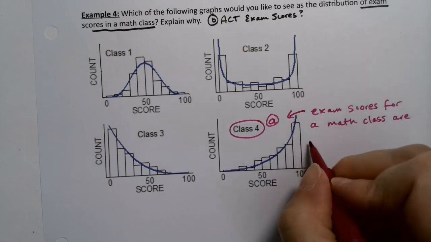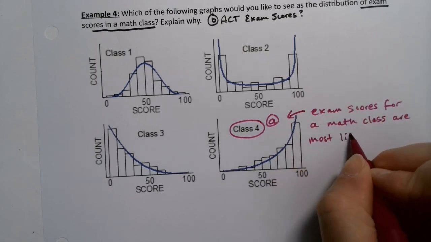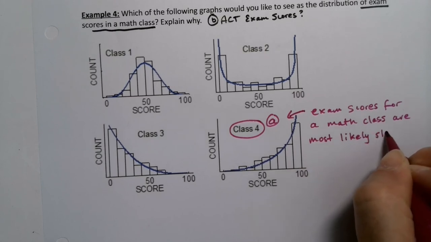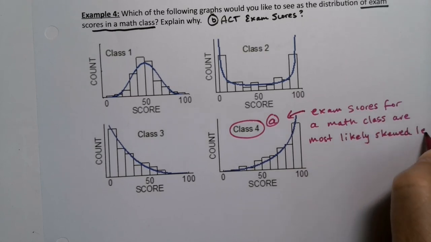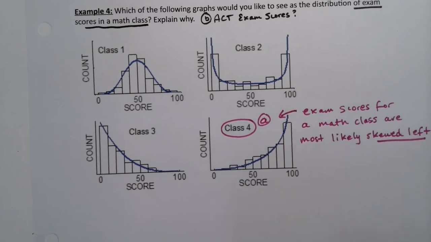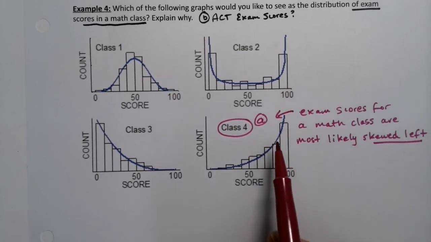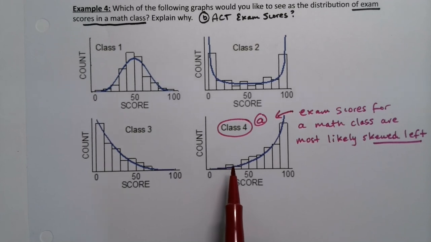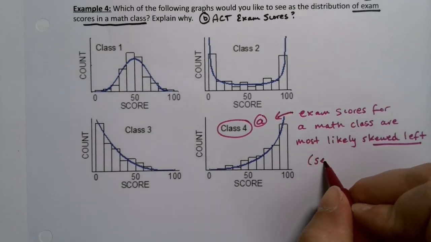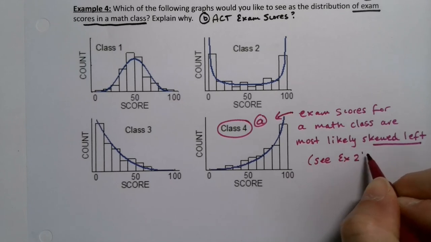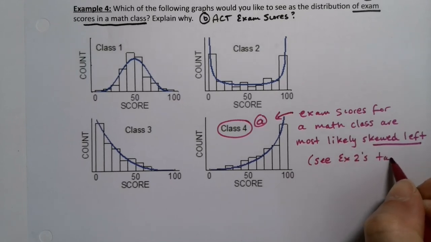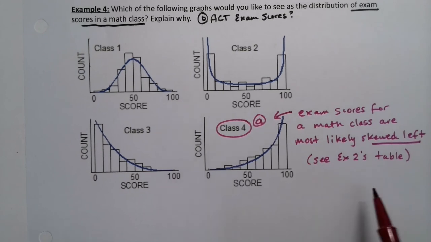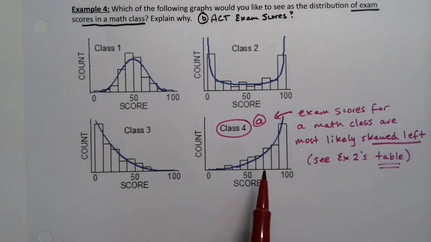Exam scores on a math class are most likely skewed left, right? So most people score up here, only a few people down on the low side. We actually already saw that in the real data set. So see example 2's table, right? Because you can actually tell from a table, without even seeing a graph, that it's skewed left.